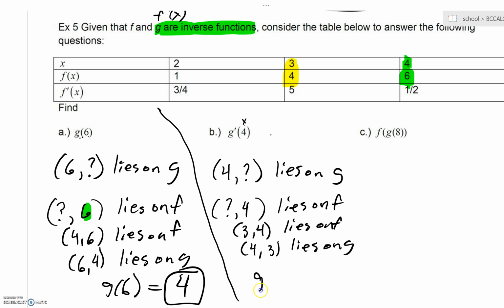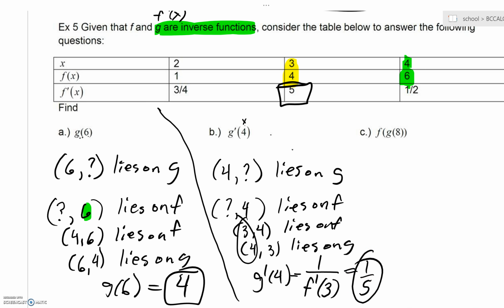So they're saying find g prime of 4. Help me out. What do you think that is? 1 over f prime of 3. Like I said, different x values for the points of tangency. Here, it's actually cool. You don't even have to do any work whatsoever. What's f prime of 3? From the table, they tell you it's 5. Done. That's it.